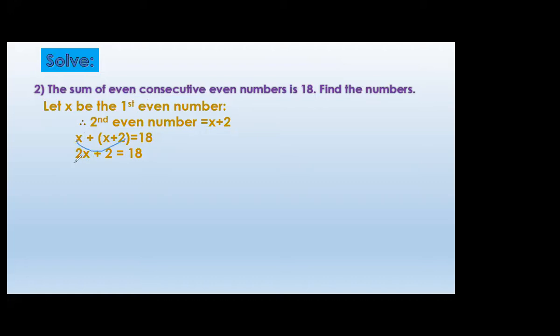x plus x is equal to 2x, right? Remove the bracket, we get 2x plus 2 is equal to 18. Now this 2 is subtracted from 18, we get 16, and this 2 goes into division, so x is equal to 16 over 2. 2 ones are 2, 2 eights are 16. So in the result, we get the first even number is 8.